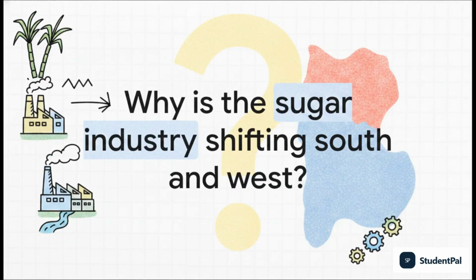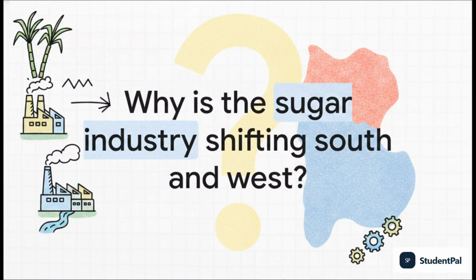Let's talk about sugar. Historically, sugar mills were heavily concentrated up north, especially in Uttar Pradesh and Bihar. But lately, the map is shifting. The mills are concentrating down in the southern and western states, specifically Maharashtra. Take a second and think about this.